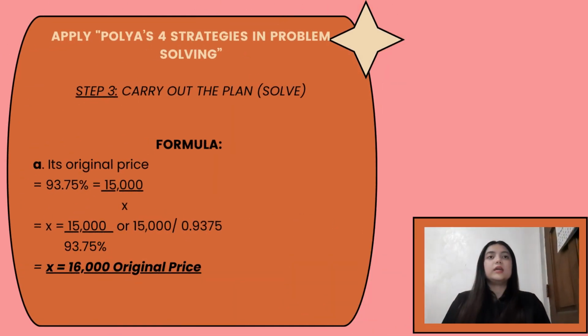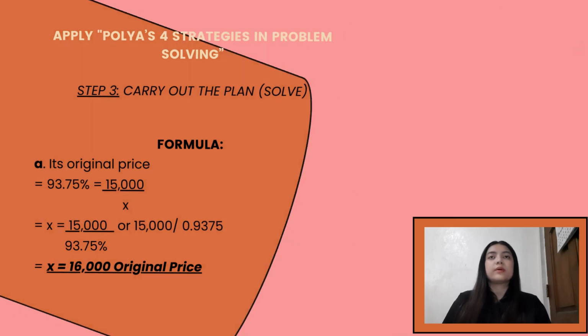To solve for letter A, the original price, the formula is 93.75%, which is 100% minus the 6.25% discount stated in the problem. It is equal to 15,000, which is the amount Faye paid, divided by X, which represents the value of the original price. To find the value of X, we transpose the given values, and it becomes X equals 15,000 divided by 93.75%, which gives us 16,000. Therefore, the value of X, or the original price, is 16,000 pesos.